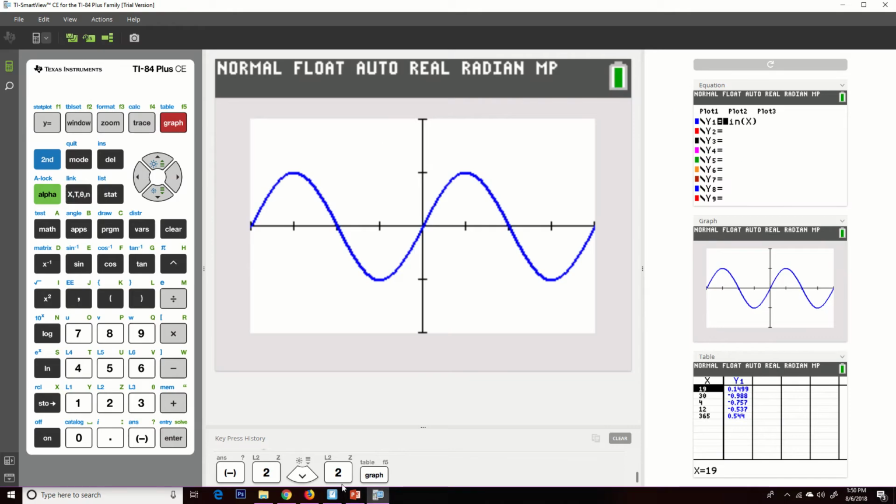Now, when we look at the trig functions, they are functions in the fact that they would pass a vertical line test, but they are not one-to-one. And since they are not one-to-one, they would not pass the horizontal line test, meaning that for any given y value, there's more than one x value. And in this case, there's actually an infinite number of x values for any one given y value.